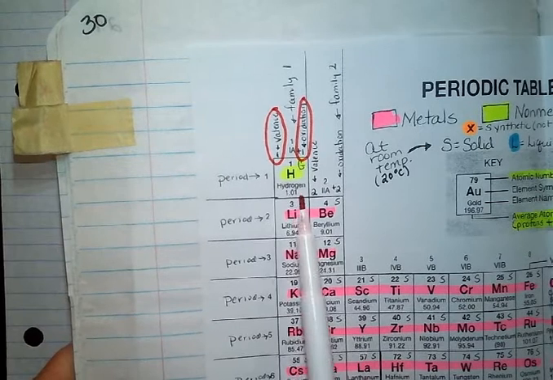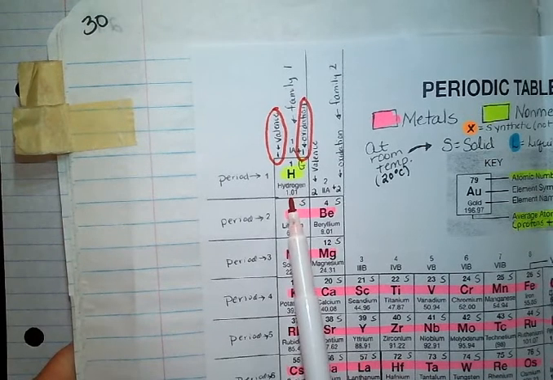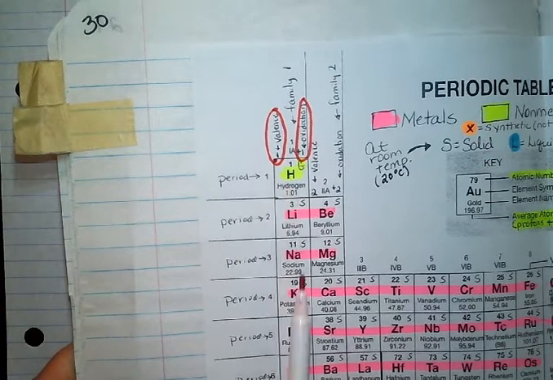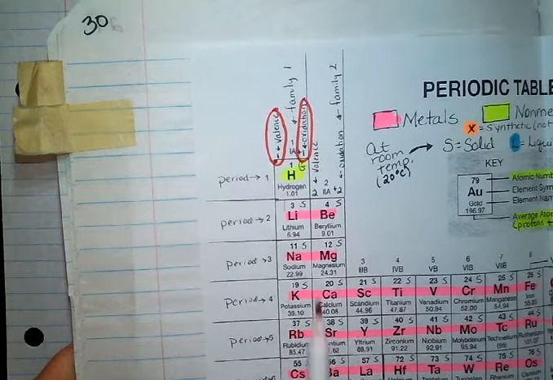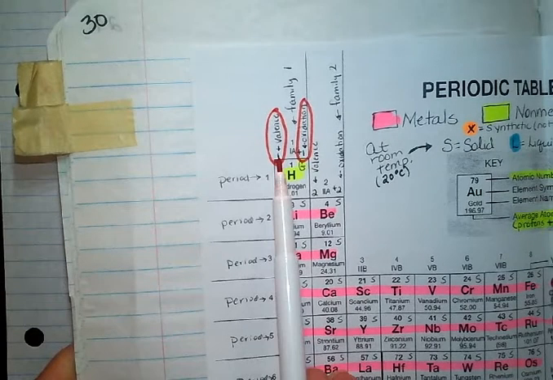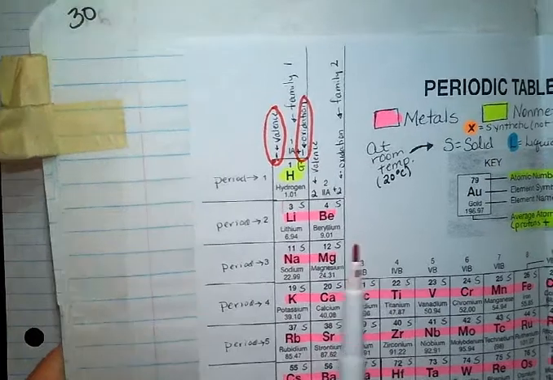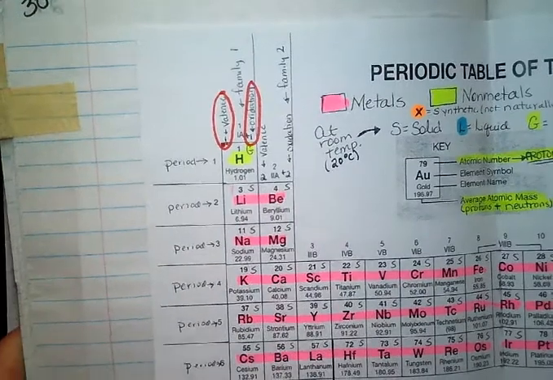Remember, hydrogen is only in that group because it has 1 valence electron. It is not an alkali metal. It just kind of sits over there because of the 1 valence electron. Hydrogen really is in a group to itself. Family group 2 is beryllium down to radium.